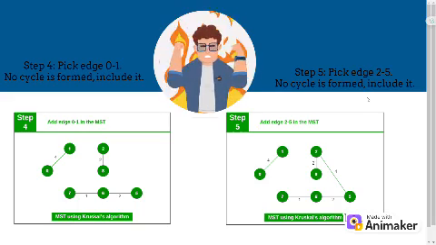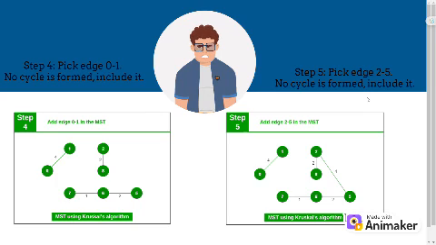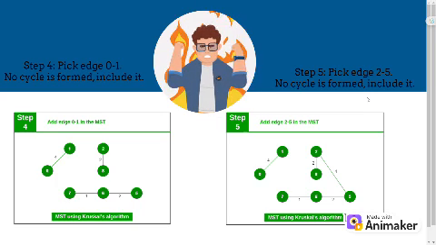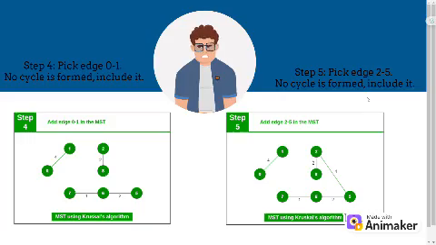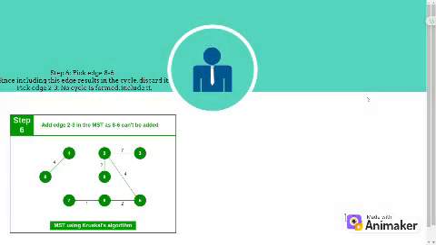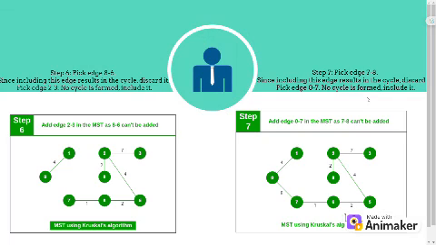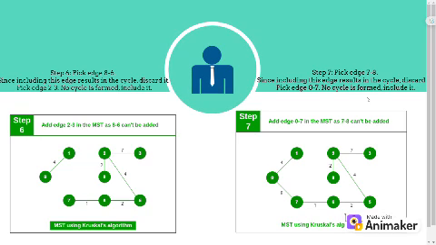Note: to make the concepts more visually appealing, for each step I have included the diagram of the updated MST. Please make a note of it. Step 6. Pick edge 8 to 6. Since including this edge results in a cycle, discard it. Pick edge 2 to 3. No cycle is formed, include it.